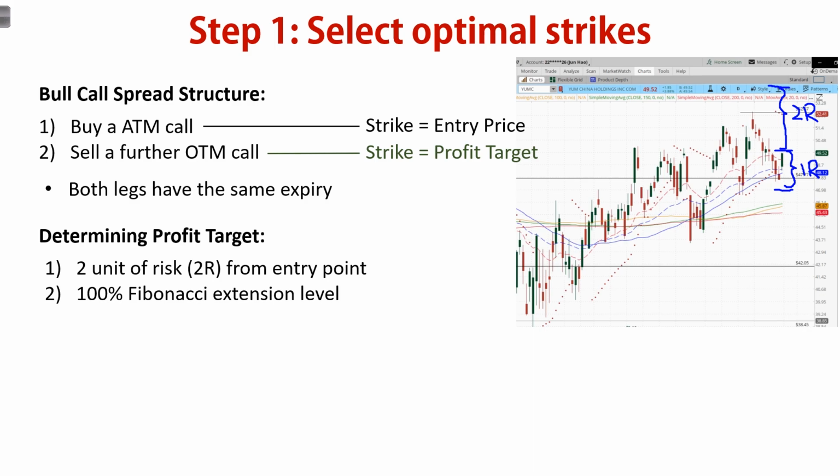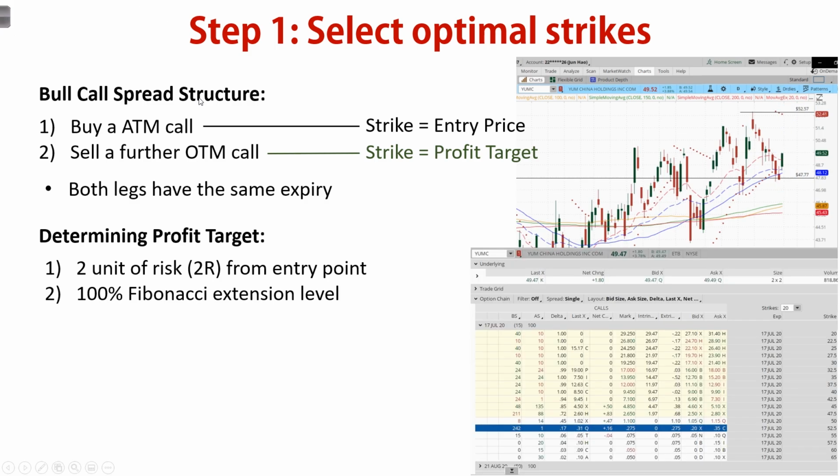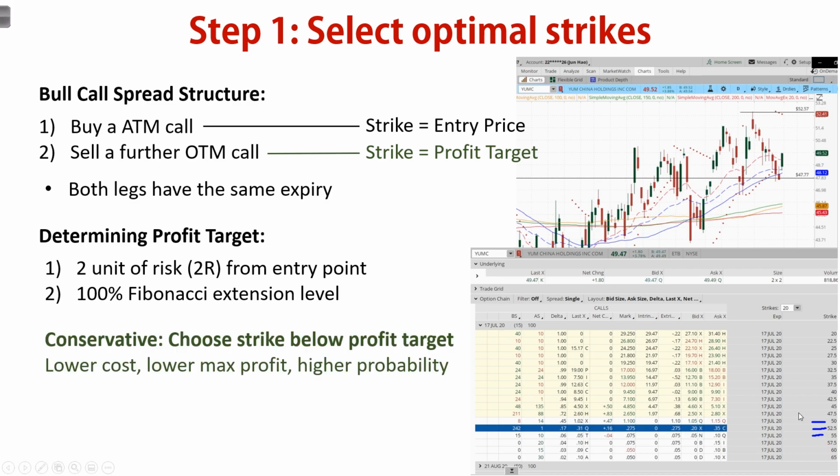When I conducted this trade, I used the second method, and the 100% Fibonacci extension level is somewhere at the $53 mark. But when I look at the option chain, there is no 53 level. There is only 50, 52.5, and then 55. So what do we do next? To be conservative, I can choose the strike that is below my target, and in this case, it will be the 52.5 strike. With that comes lower cost of trade, lower max profit, but higher probability of realizing it.